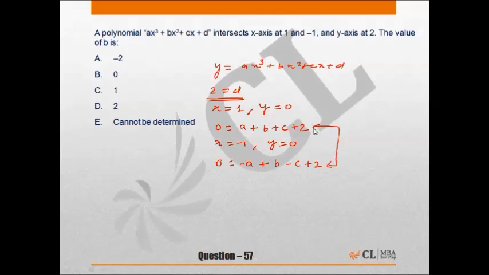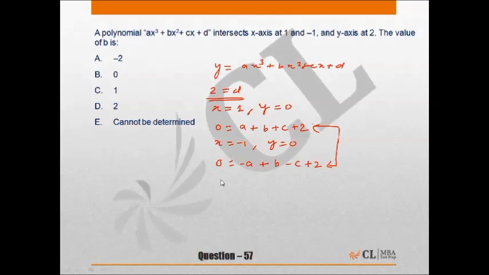If we have a look at these two equations, then it becomes obvious that in the first equation a and c have positive coefficients, whereas in the second equation they have negative coefficients. It means if we add these two equations, a and c will get cancelled out, and from there we will get the value of b.